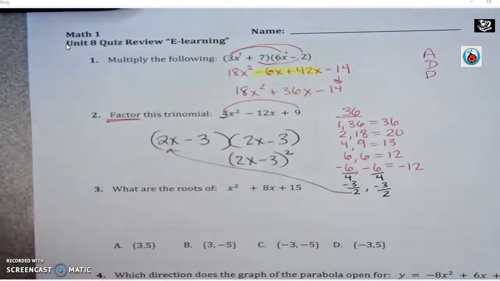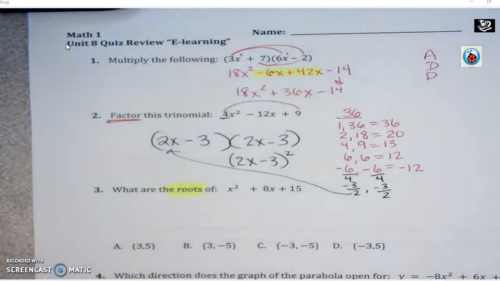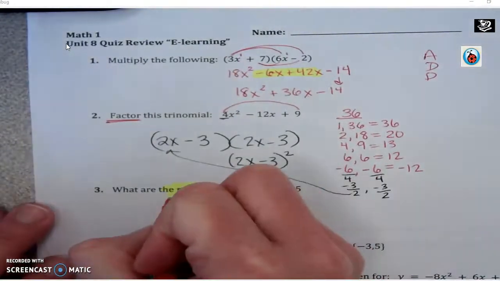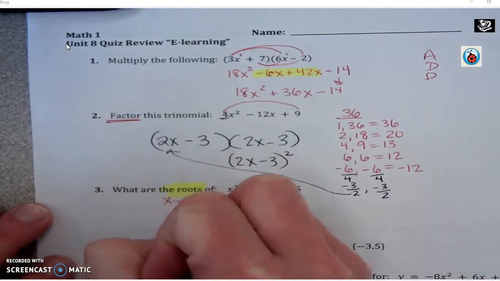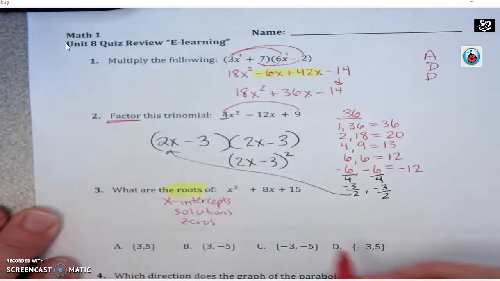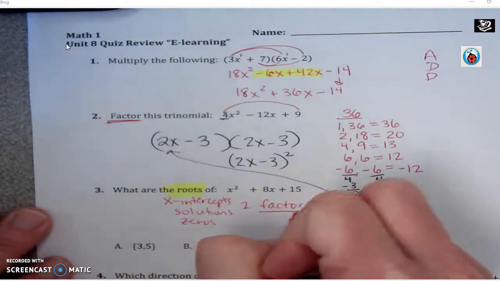Number 3, what are the roots of x squared plus 8x plus 15? Roots also mean the x-intercepts, the solutions, and the zeros. All those words mean the same thing. Step 1 is to factor.